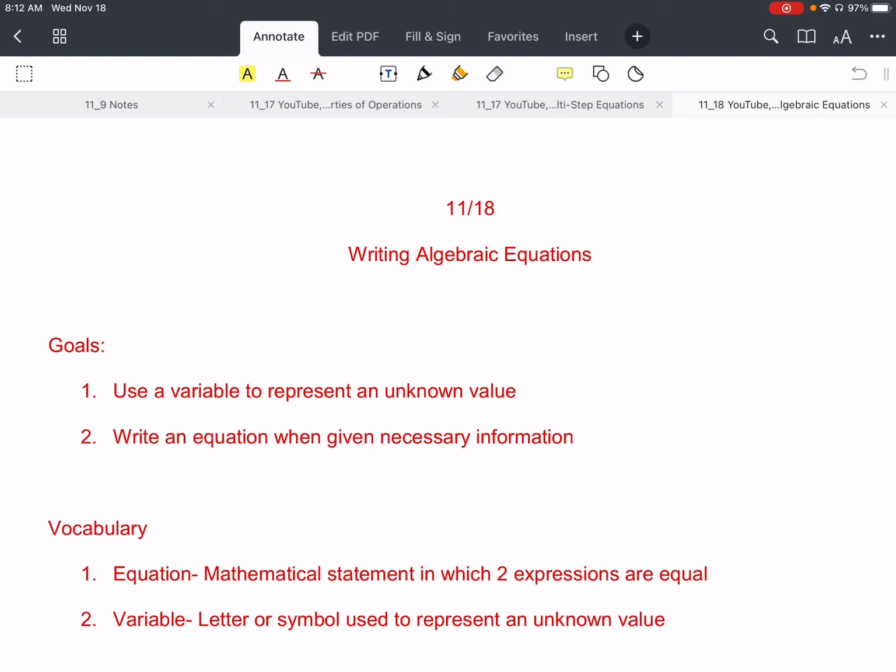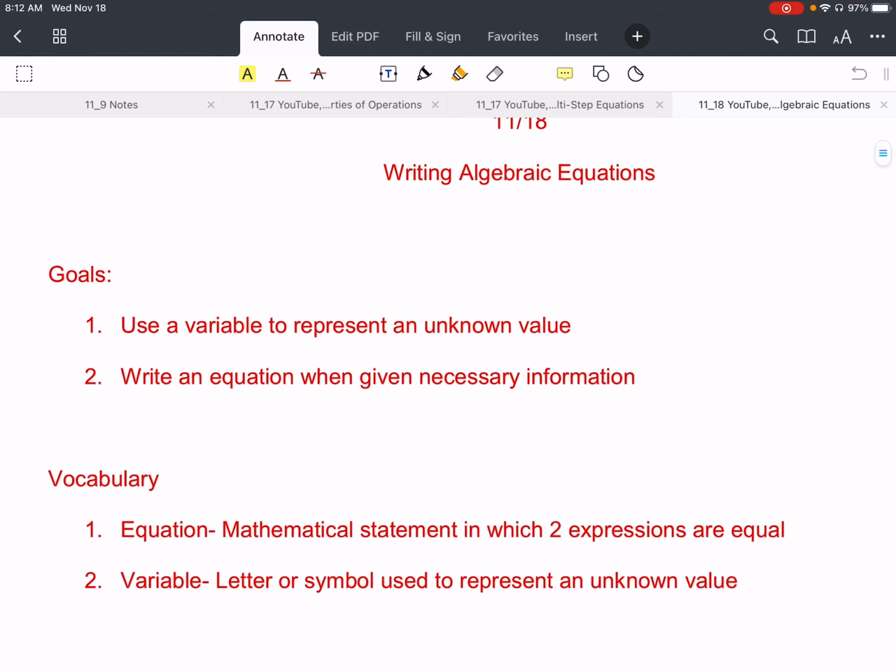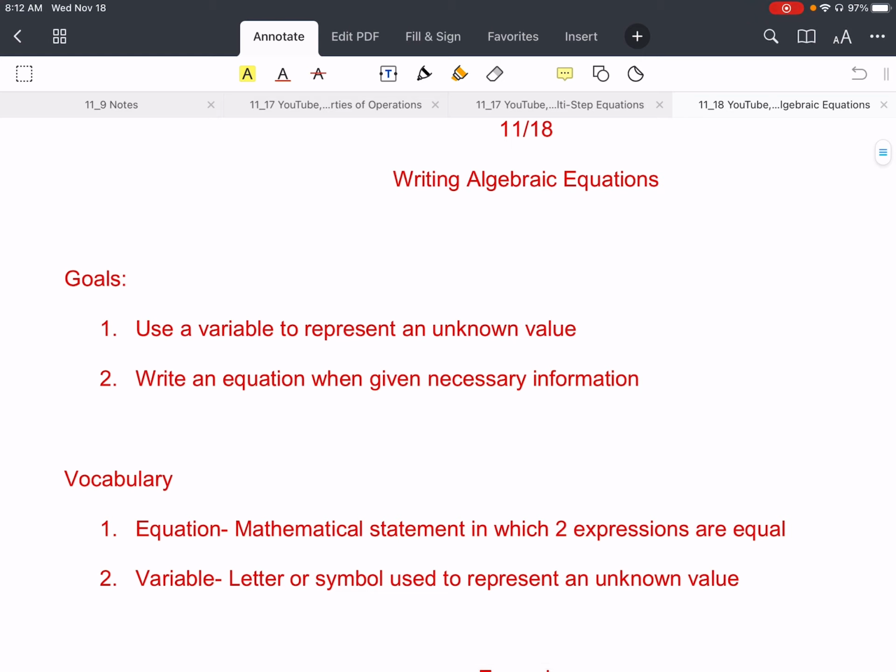So take a little bit of time to pause your video and write down the goals and the vocabulary. So our first goal is to be able to use a variable to represent an unknown value. And that's usually going to be a letter like X or Y. And then our second goal is to write an equation when given necessary information.